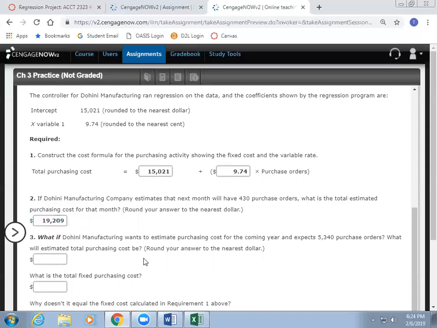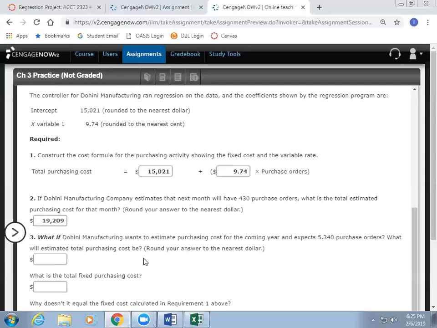And then on part 3, they do the same thing that we did in the last one. So, good times, right? What if it was estimating for the whole next year? Well, again, you would have to do the same thing. You would have to take your $15,021 times 12 to get the yearly fixed cost, and then plus $9.74 times 5,340.